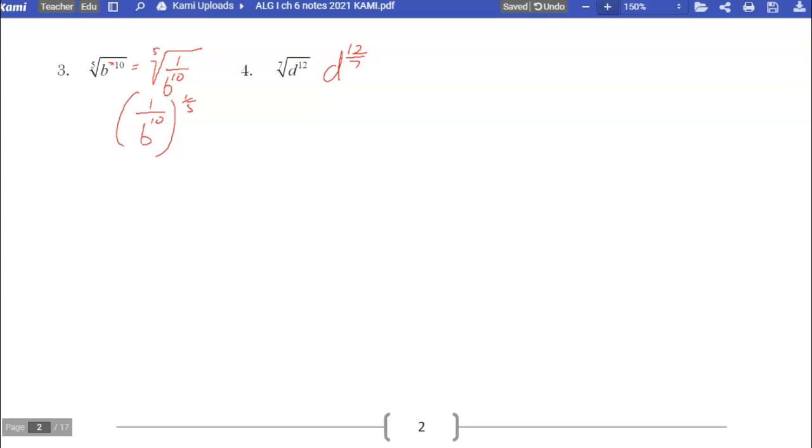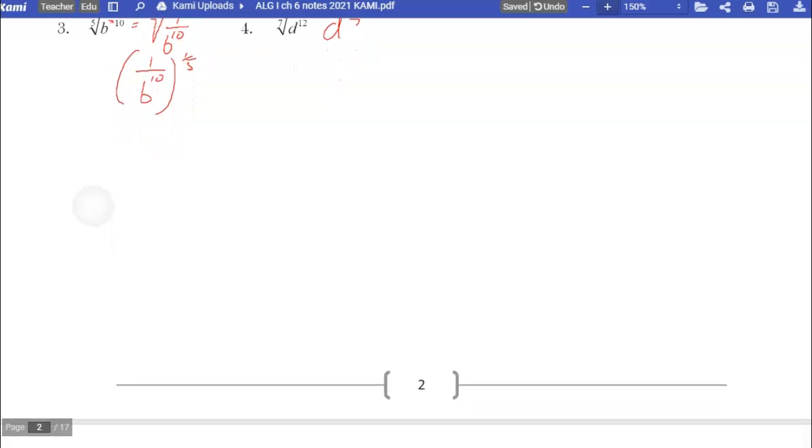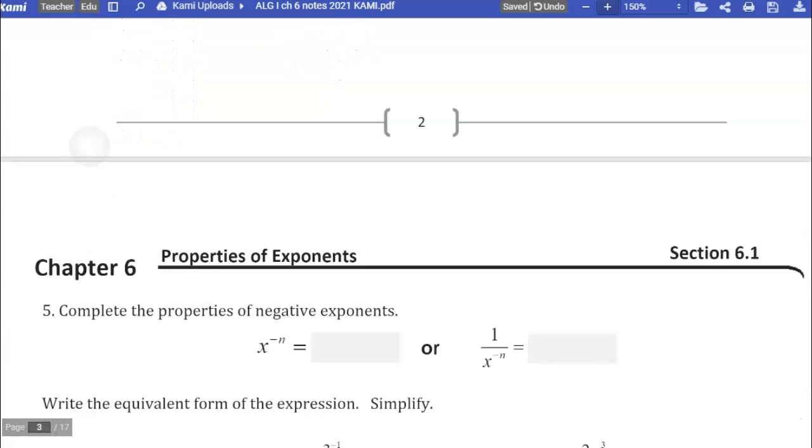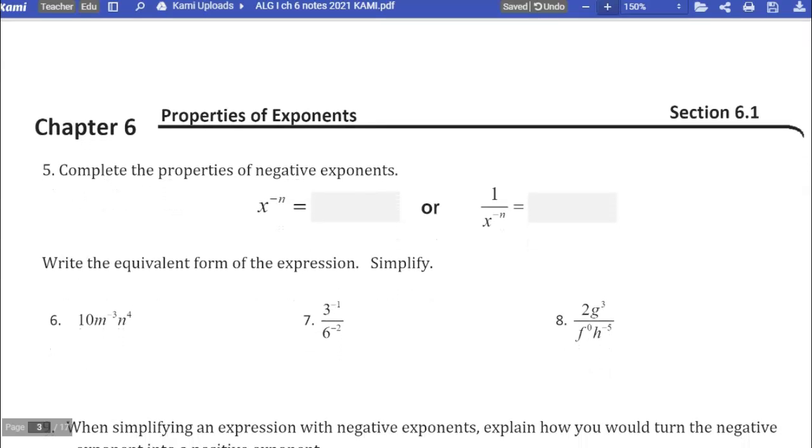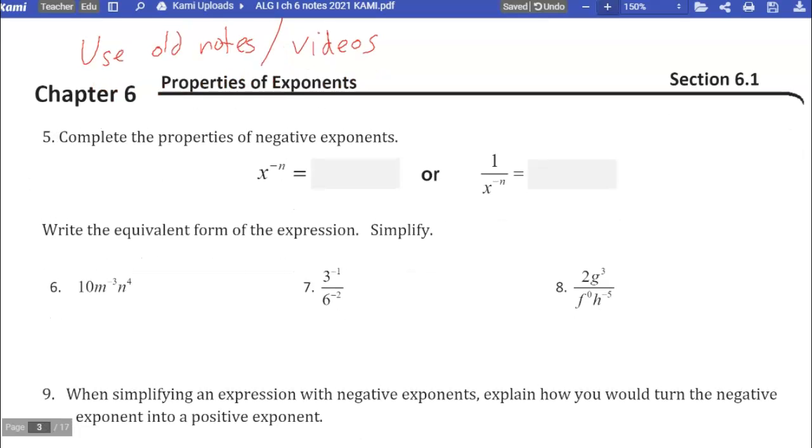Okay, your assignment today is to go through this entire thing and review. So you're going to use old notes and videos or whatever you need. If you have the cheat sheet that we did beginning of each day before break, you should just be able to pull these out and write the rules here.